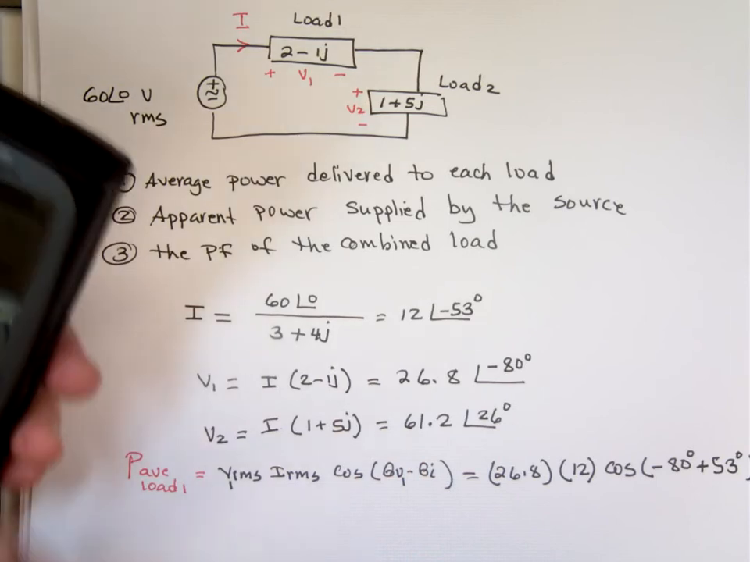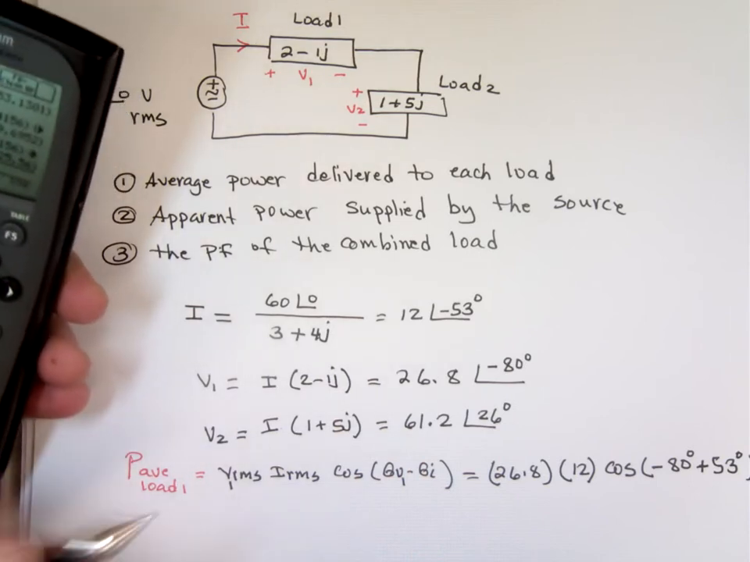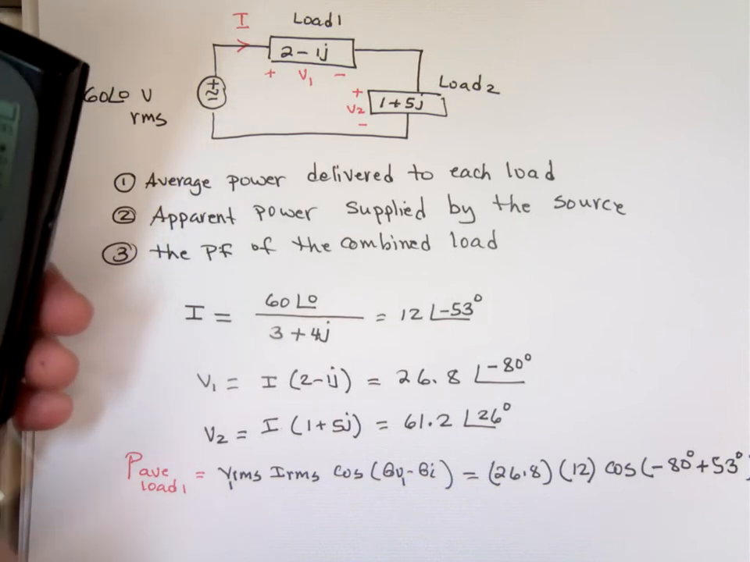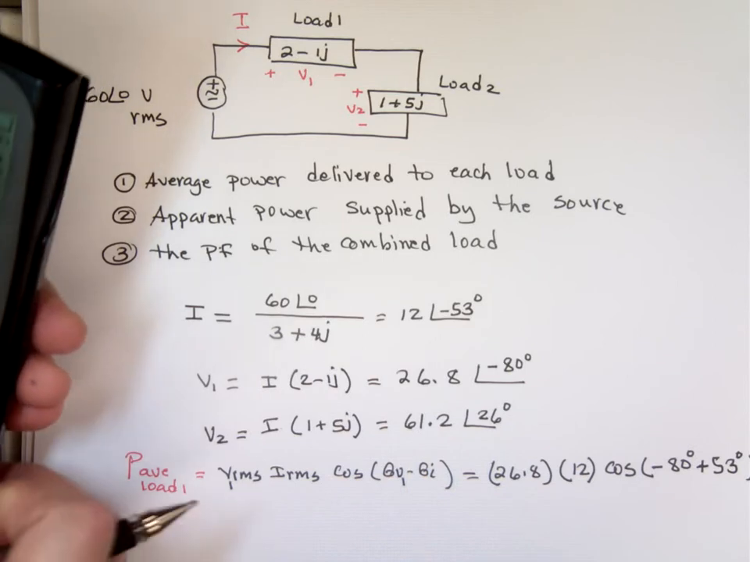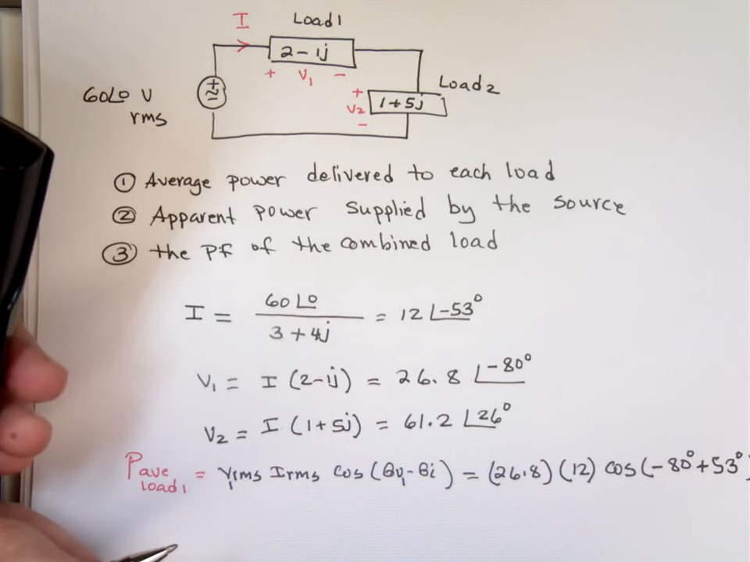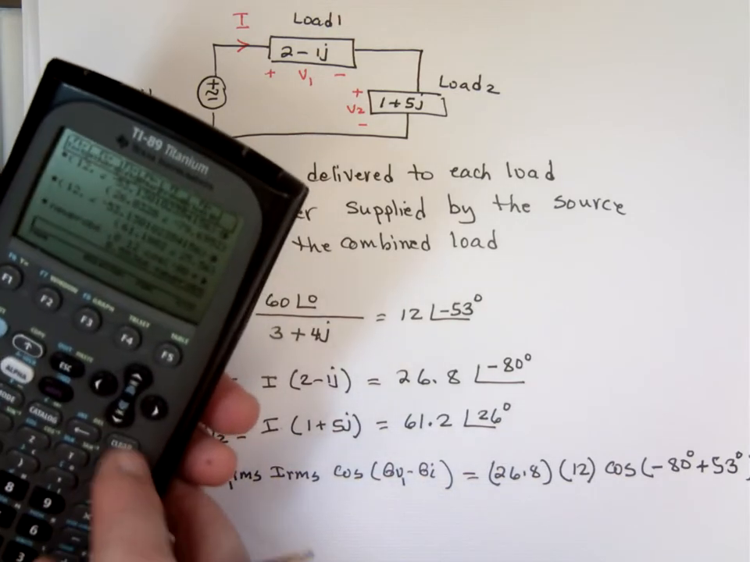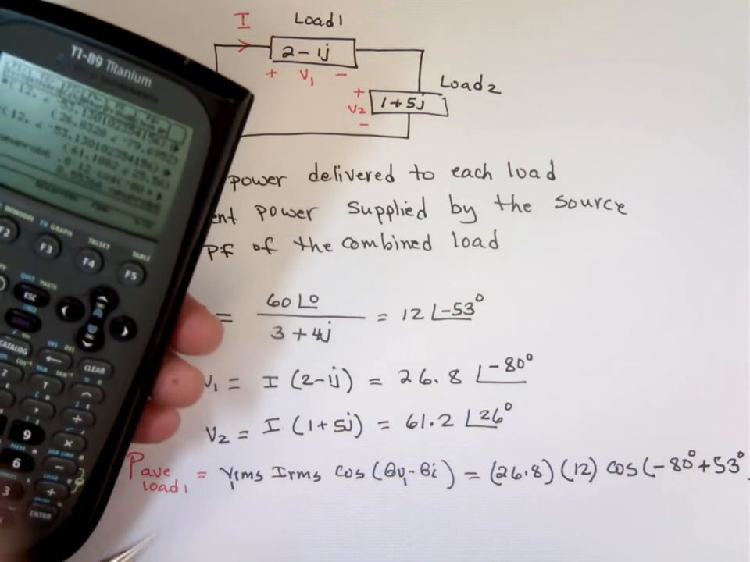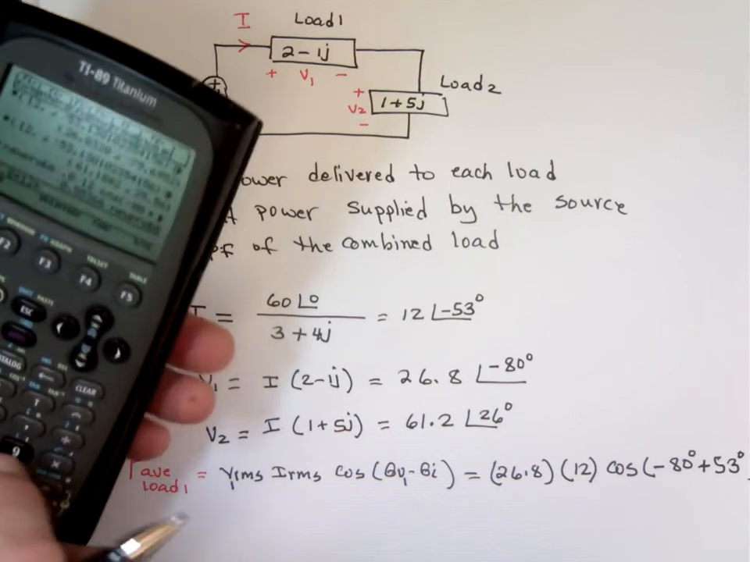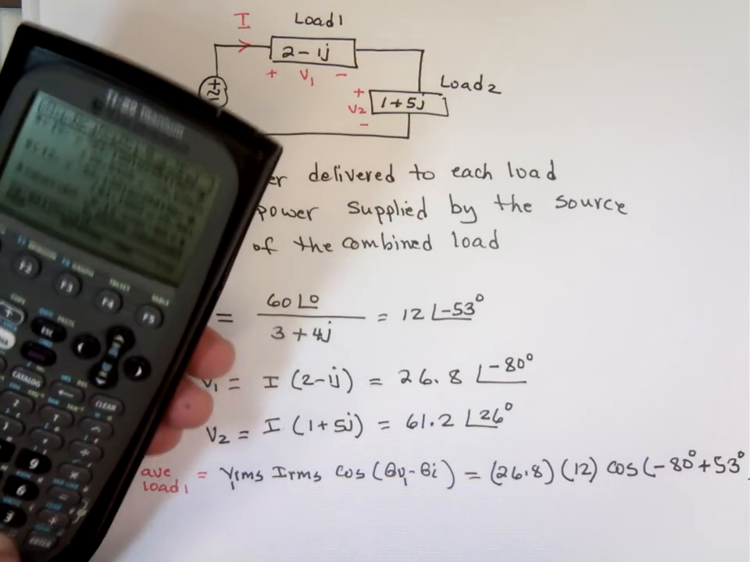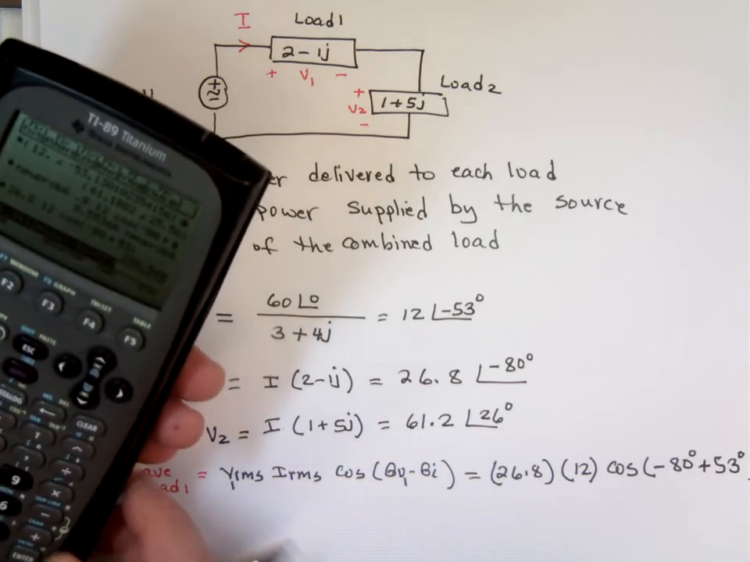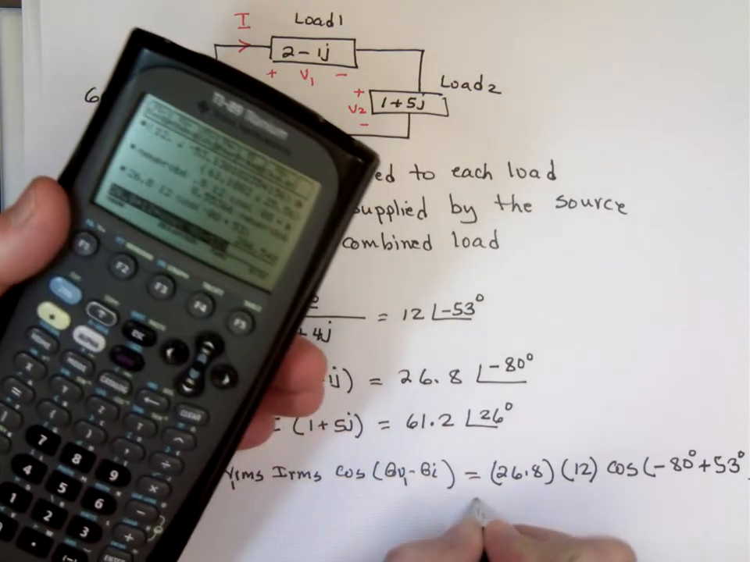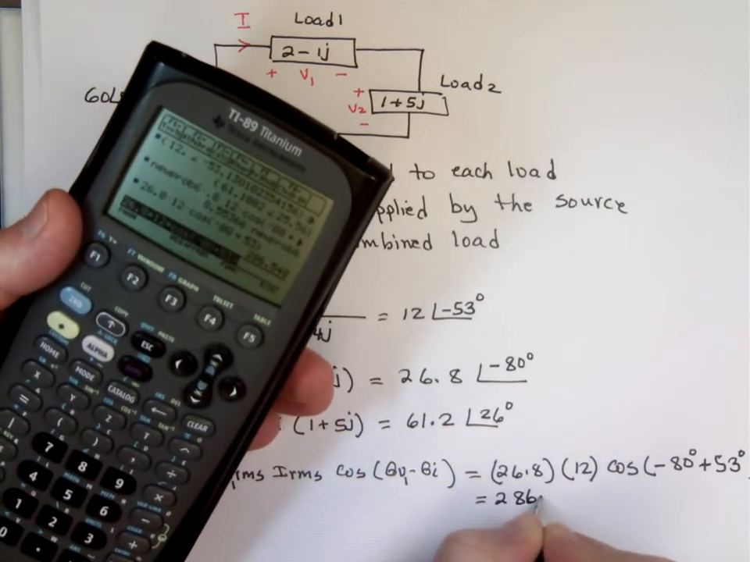Let's do the math here. 26.8 times 12 times the cosine of negative 80 plus 53. Ooh, I must have hit something before that button. Let me try again: 26.8 times 12 times cosine of negative 80 plus 53. 286.54, is that what you got? Yep. 286.5 watts. That's the average power.